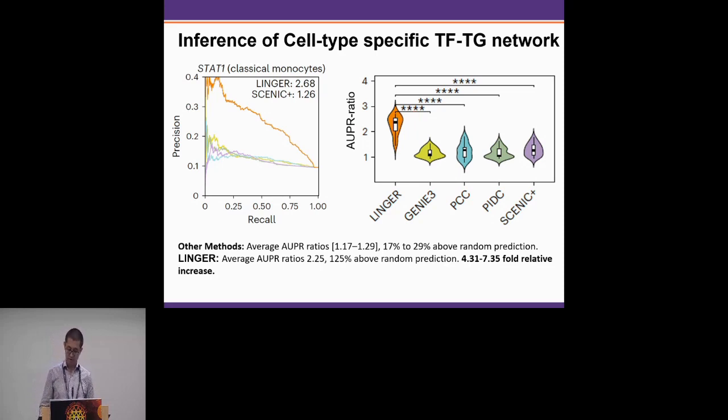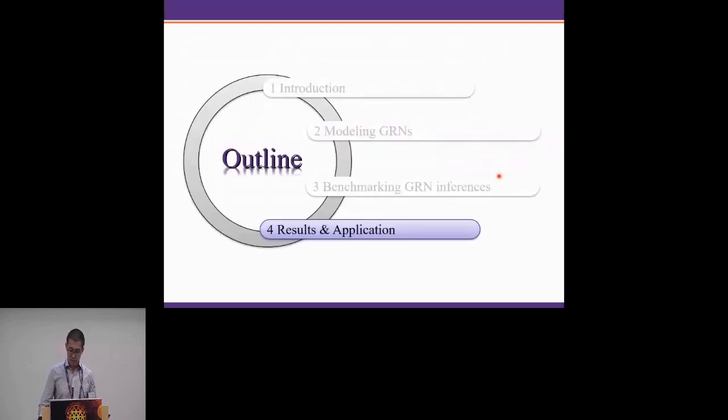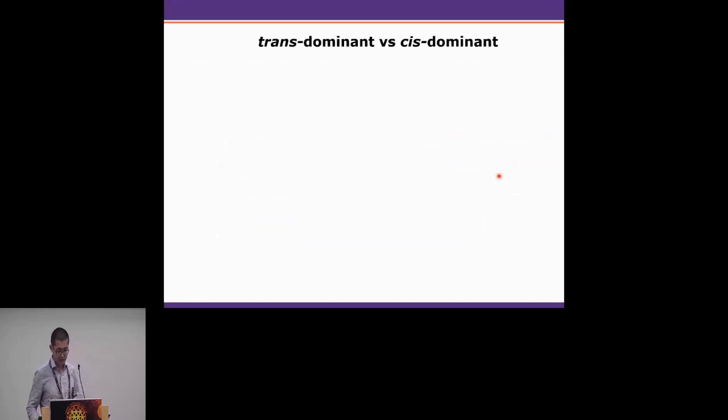To summarize the network part, we developed a method called Linger, which works from single cell multi-omic data. The methodology uses lifelong learning, a Bayesian-style transfer learning, and manifold regularization to incorporate prior knowledge, and we use Shapley values to infer the network. The result is improved a lot. And we show some results.